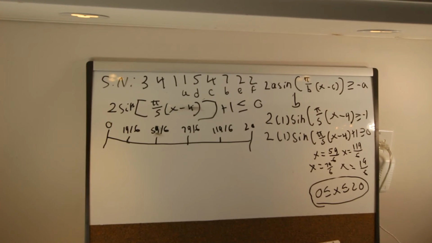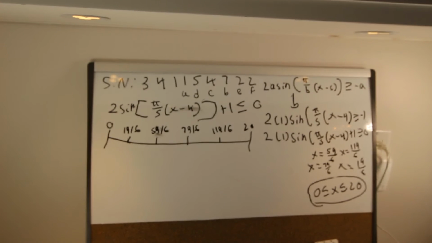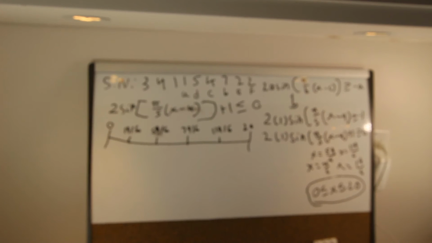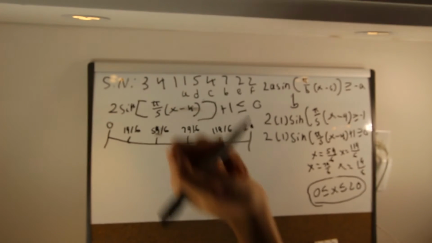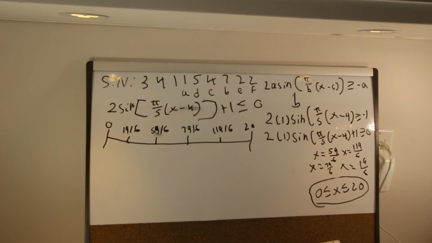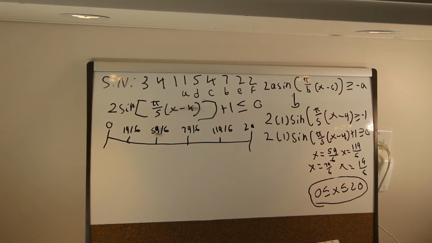So now to determine each section if it is positive or negative, we have to select just a number between 0 and, for example, 19 over 6. Plug that into this formula, and if the number that we get is negative or positive, we write that on our graph.